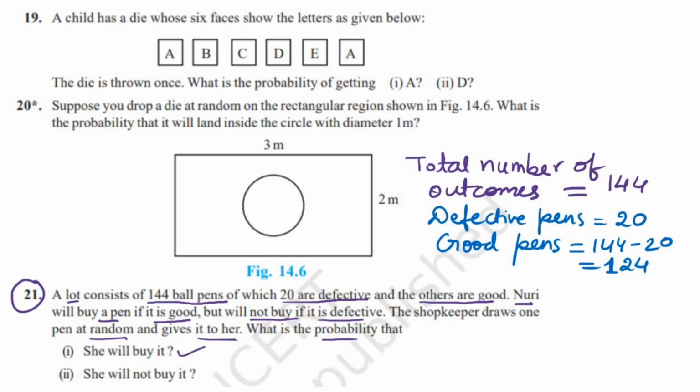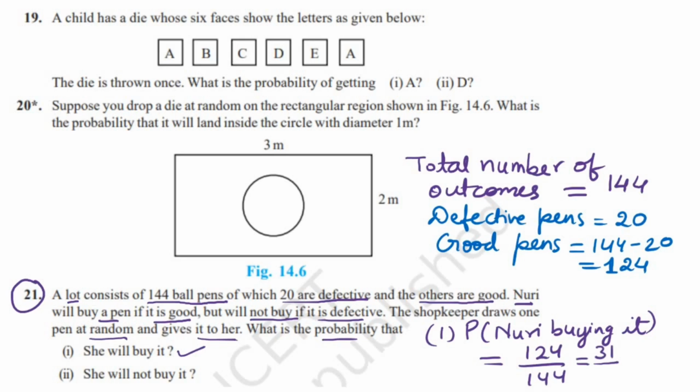She will buy only the good ones. So how many good pens are there? So the first bit answer is probability of Noori buying it. How many good pens are there? 124 out of the total number of pens, that is 144, which is 31 upon 36, a proper fraction, so its value is less than 1. So probability that Noori will buy it is 31 out of 36 chances.